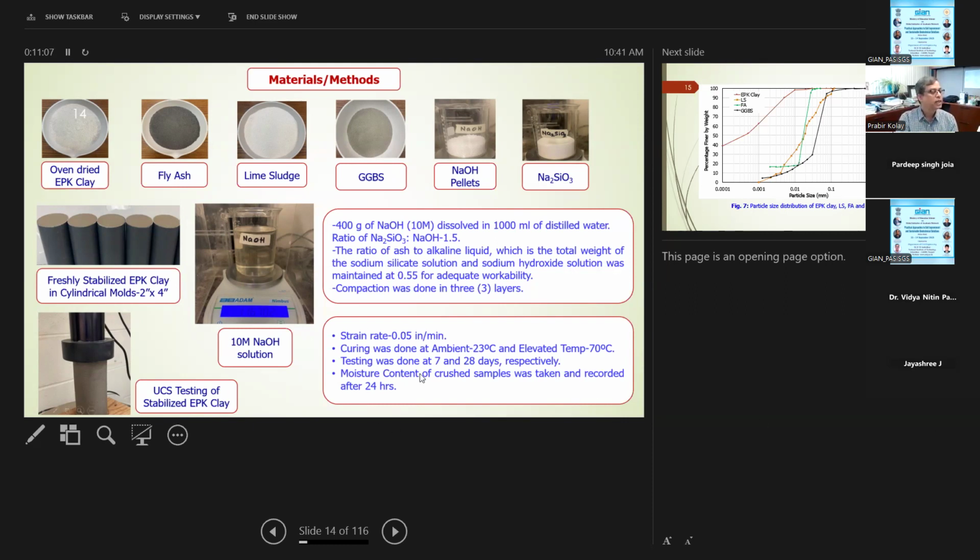And then for the UCS test, the rate of strain is 0.05 inch per minute. We tested at 23 degrees Celsius, the ambient condition, and at 70 degrees Celsius. The tests were done for 7 days and 28 days. And the moisture content of the cured samples was recorded after 24 hours.